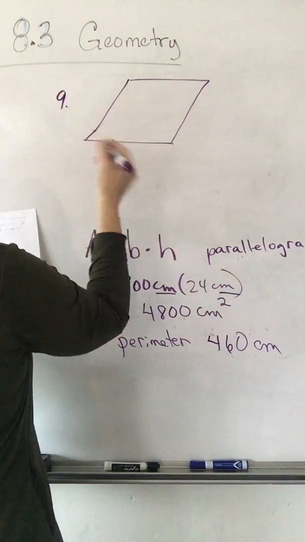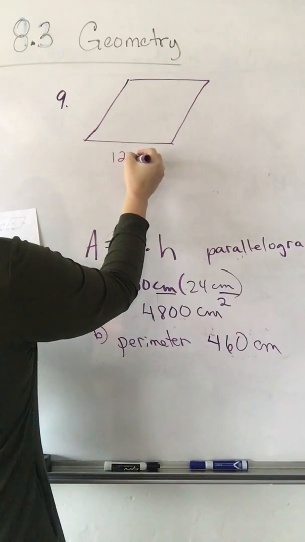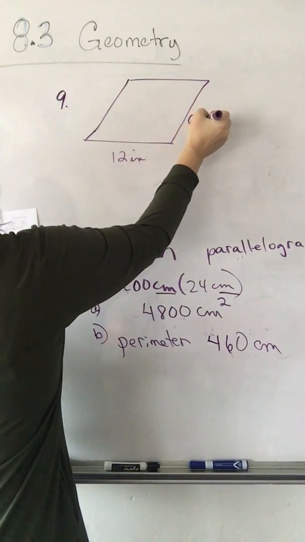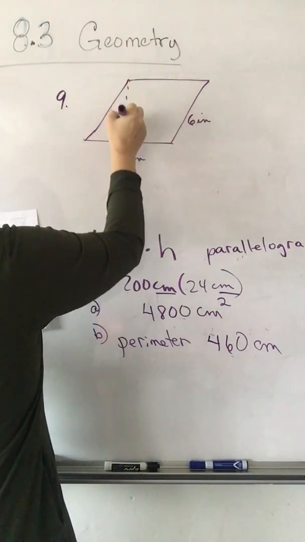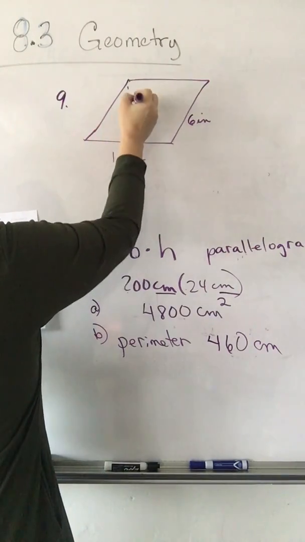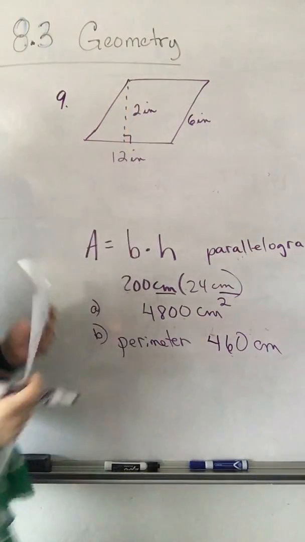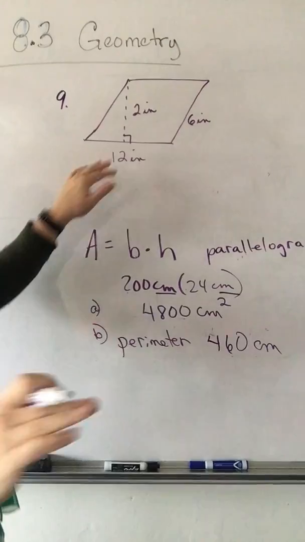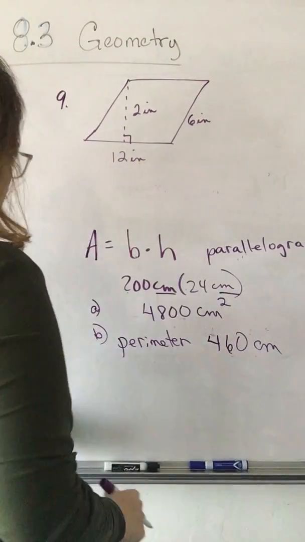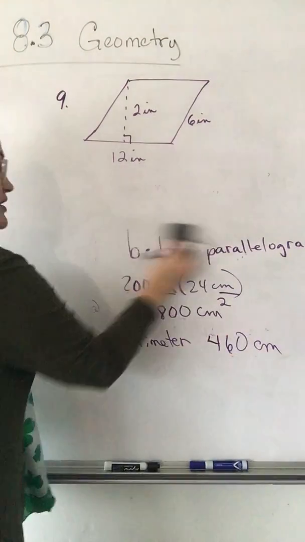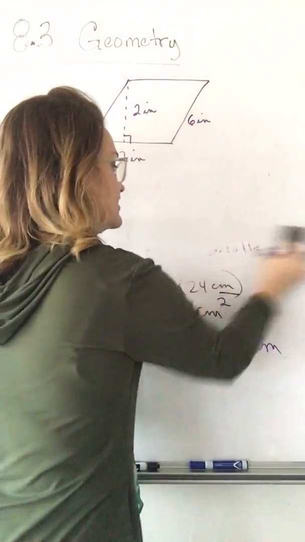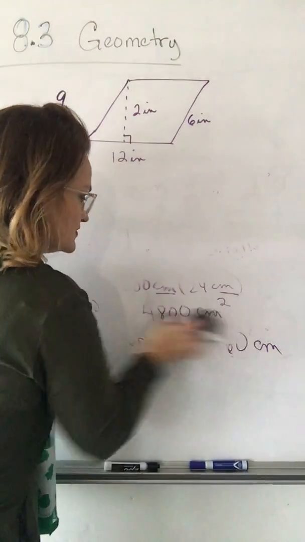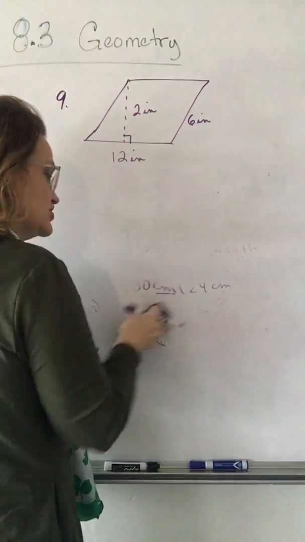I have a parallelogram, just like on the last one. I have 12 inches, 6 inches, and then my perpendicular height is 2 inches. Luckily on this one it's a little easier, I would say, because they're already all in inches, so I won't have to do any converting to a like unit like we did on that last example. But otherwise it's the same question.